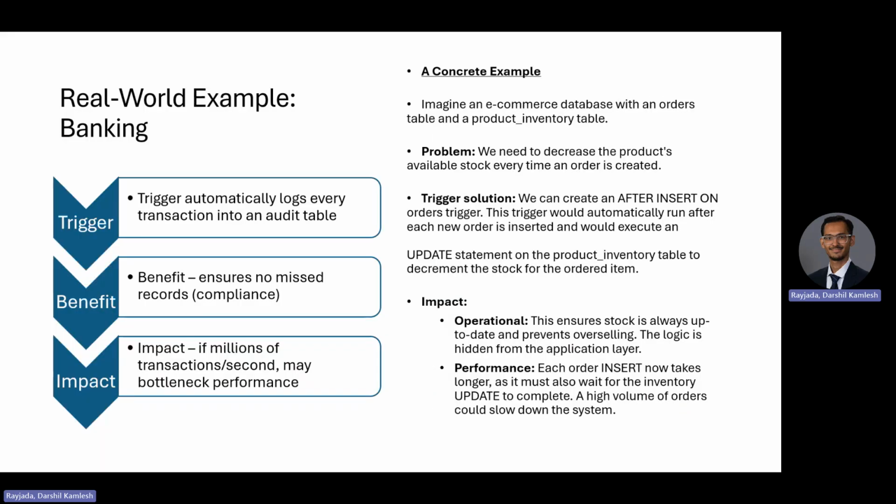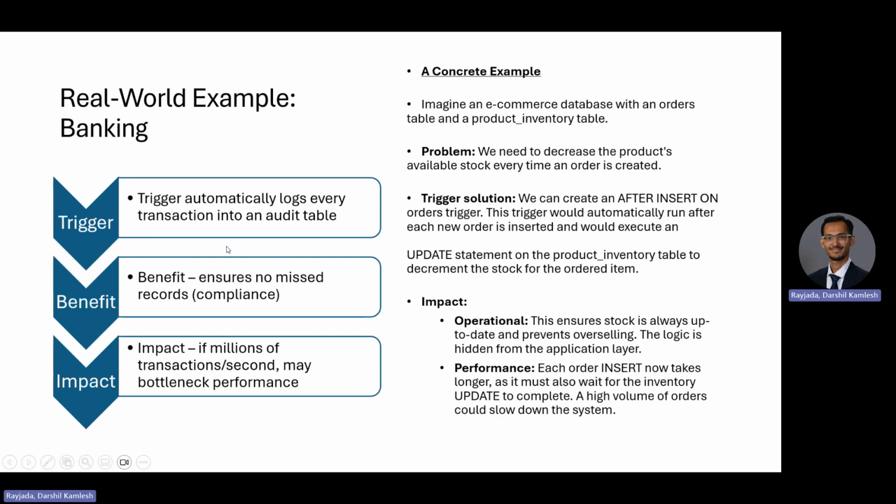I'll explain a real world example over here. Imagine we have an orders table and a product inventory table. Every time someone buys a PlayStation, inventory should decrease by one. Instead of depending on application code, a trigger automatically updates the inventory table after an order is inserted. So this will ensure that stock is always accurate, preventing overselling or underselling. And companies like Walmart rely on such triggers to sync online stock with warehouse inventory. So this was the e-commerce example. Sorry, my bad. I'll explain the banking example now.